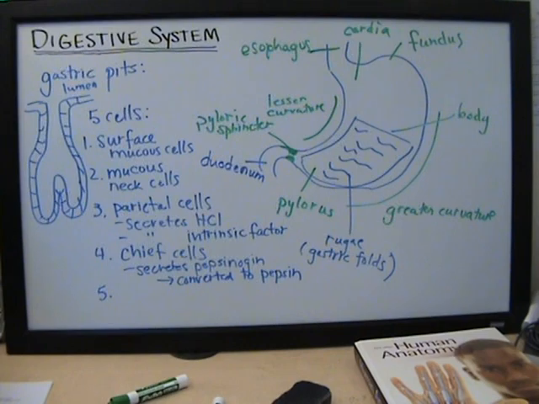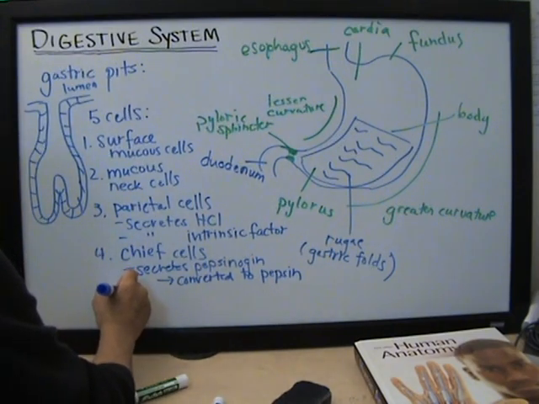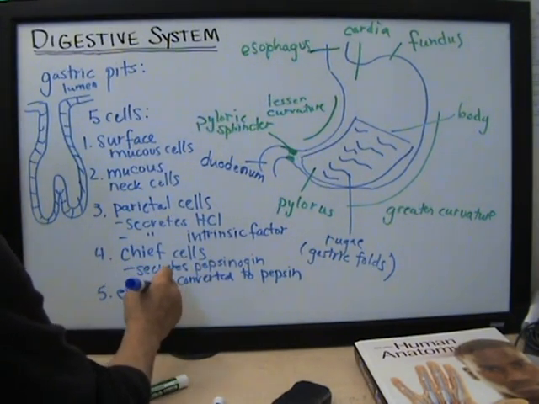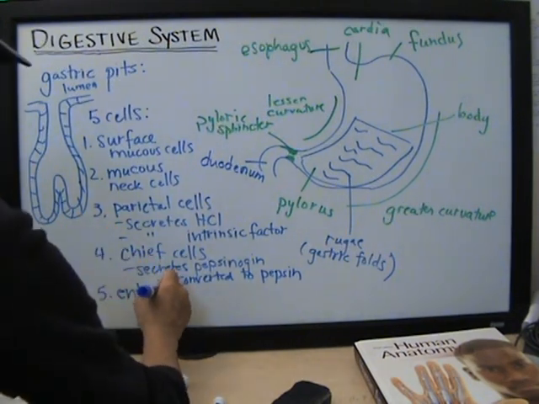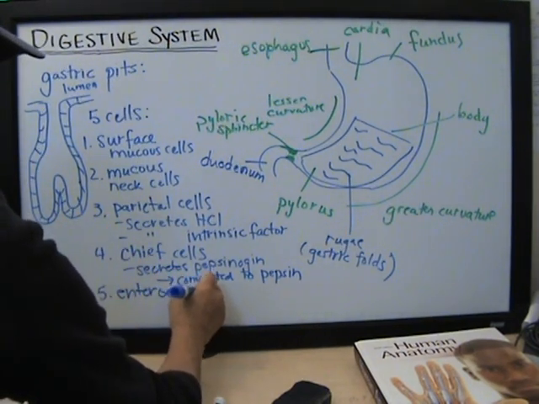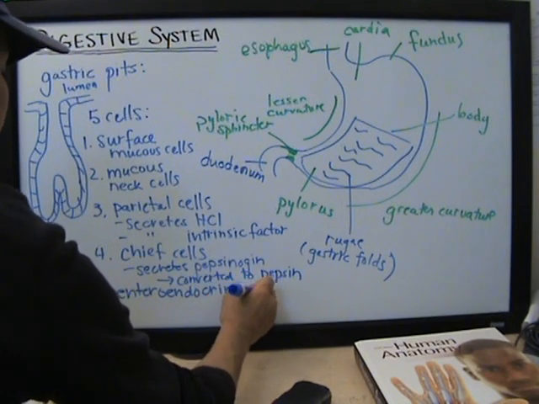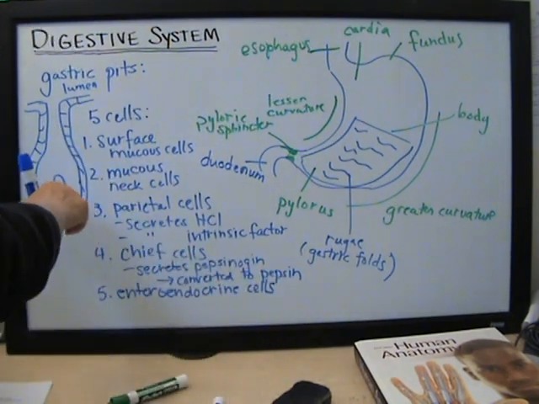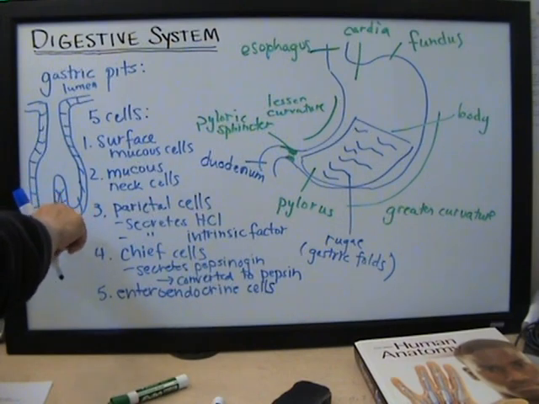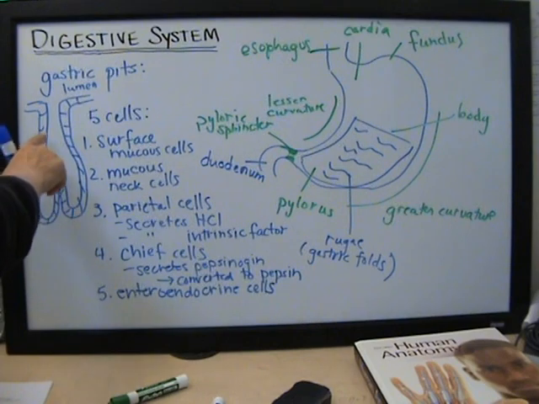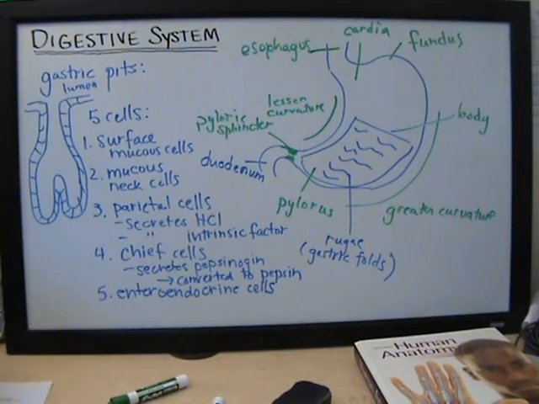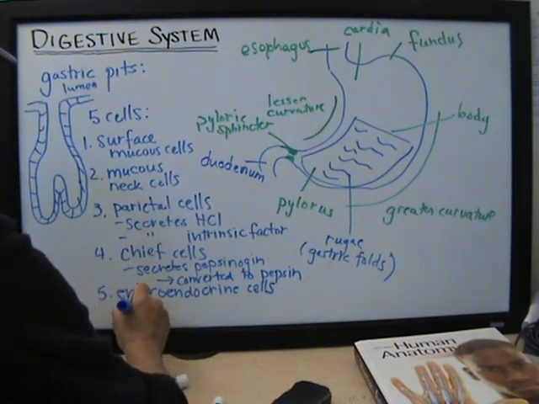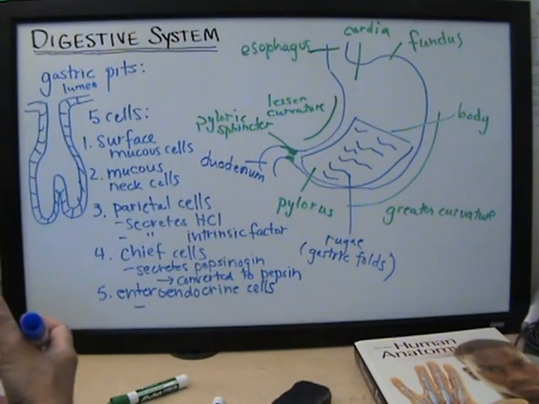The last type of cell are called enteroendocrine cells. And these are located in various areas along here. So specialized cells. Each one of these cells are located in here. You might want to take a look at the picture. They secrete hormones, gastrin, and another hormone called somatostatin, which are important in digestion.